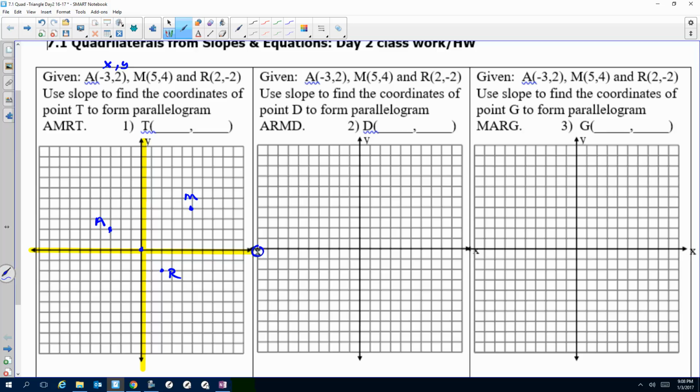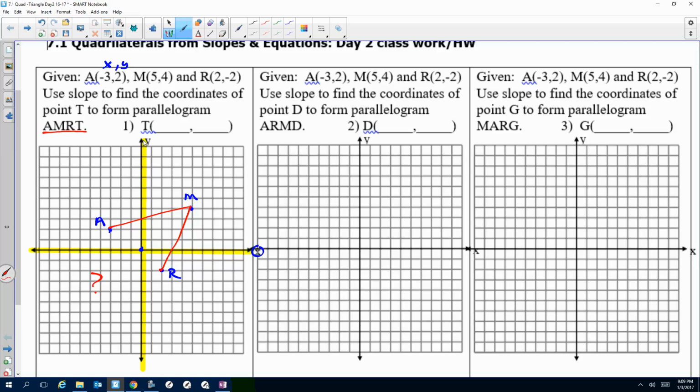And that's our R. Now, when dealing with finding missing coordinates, it's important that we go in order by the name of the parallelogram, or the quadrilateral, or the triangle. You're going to use the slope to find the coordinate of point T in the parallelogram A, M, R, T. So I have to go from A to M, then to R, and so T would have to be somewhere over here.